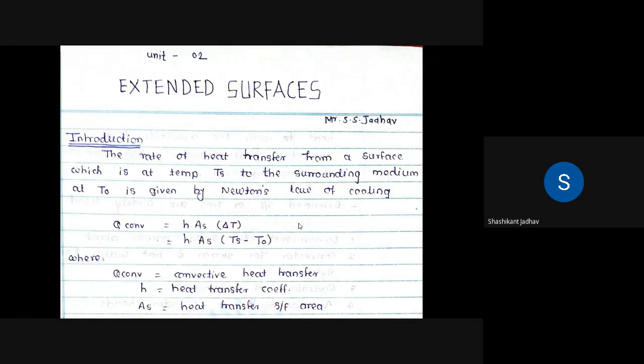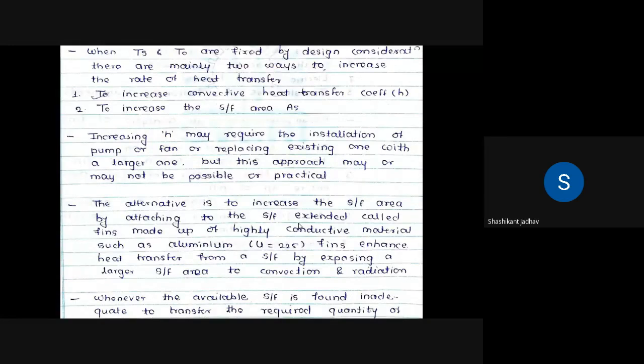So the only one way to improve the rate of heat transfer is by increasing the surface area. Okay, write down. So when Ts and T0 are fixed by design consideration, there are mainly two ways to increase the rate of heat transfer.